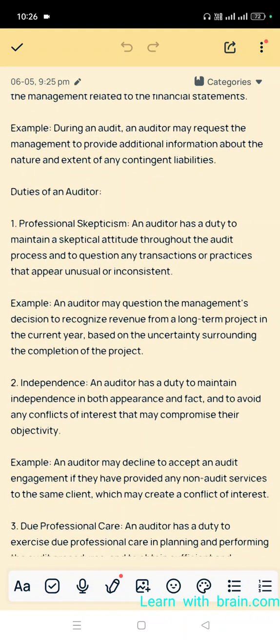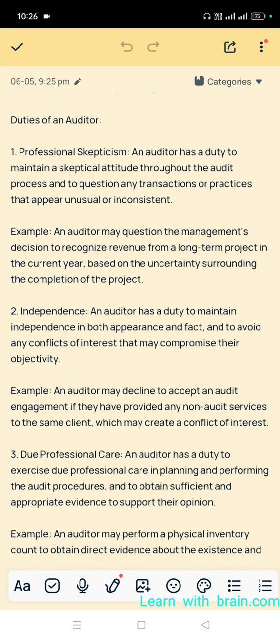Next, we will discuss the duties of an auditor. First duty, professional skepticism. An auditor has a duty to maintain a skeptical attitude throughout the audit process and to question any transactions or practices that appear unusual or inconsistent. The auditor has the duty to maintain a skeptical attitude throughout the audit process.